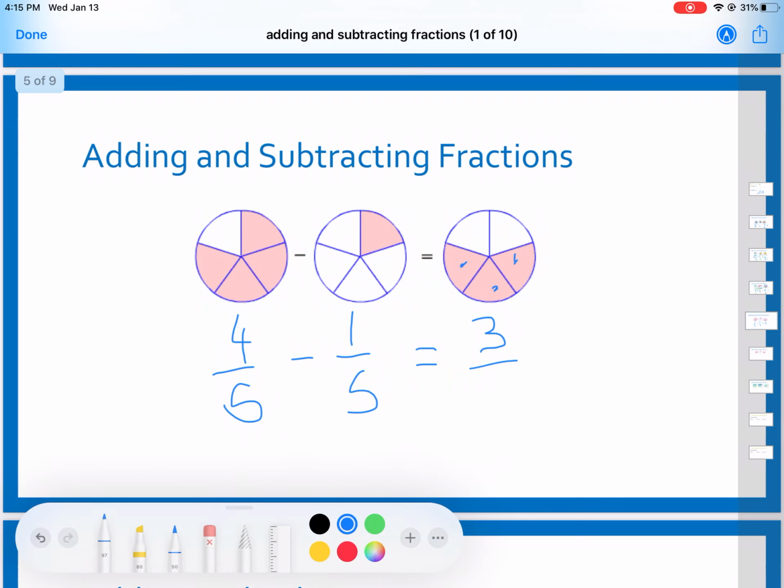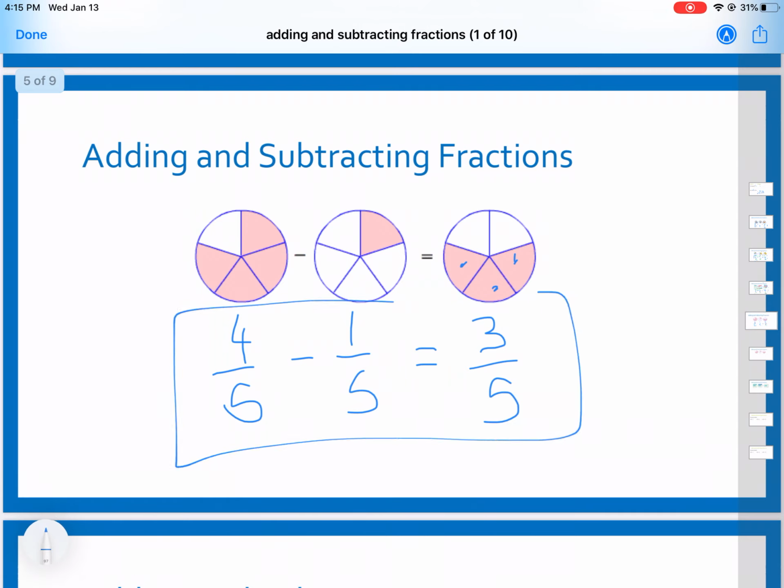And that is going to tell us that this expression is correct. Let's see what we notice here. The denominators are staying the same. We don't make that 0, for instance, for the 5 take away 5. We leave it as the 5. 4 of them, take away 1 of them, leaves you with 3 of the fifths.